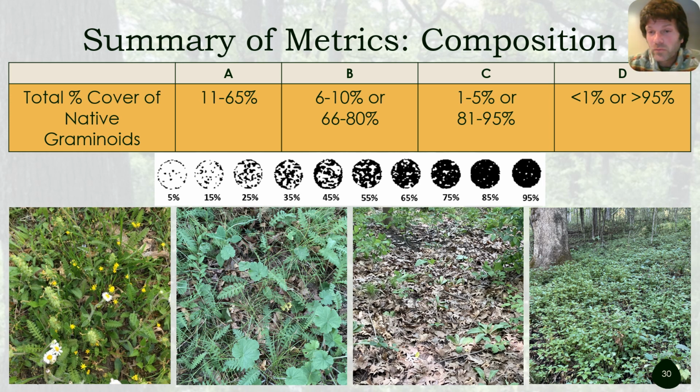The two pictures on the right are both sites that scored D. The second from the right is a site where the graminoids are thinned out both by excessive shading and excessive leaf litter accumulation. You can see Midland shooting star persisting there because it's ephemeral, so it's going dormant as things get darker later in the season.